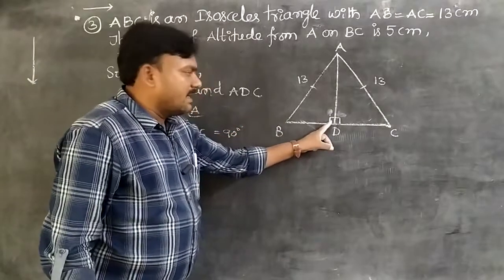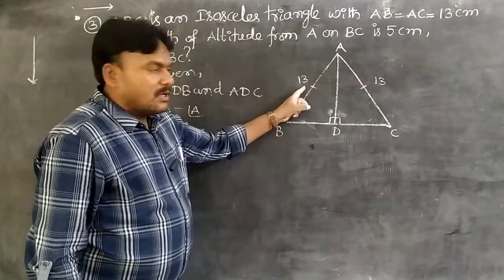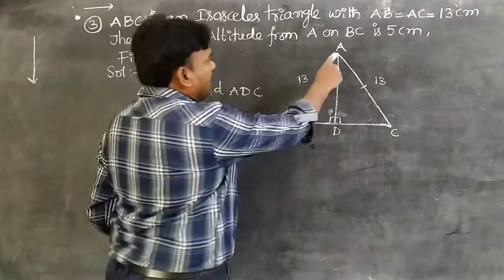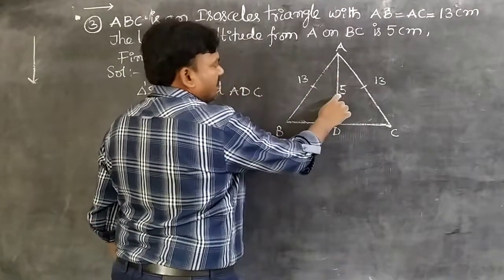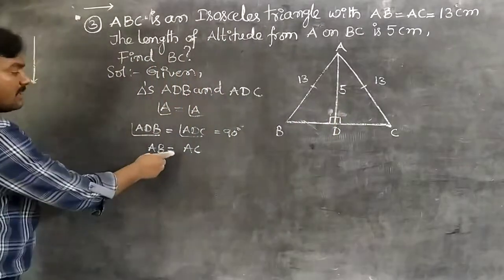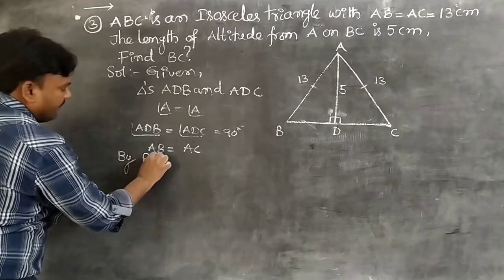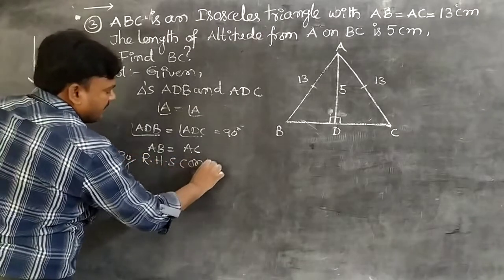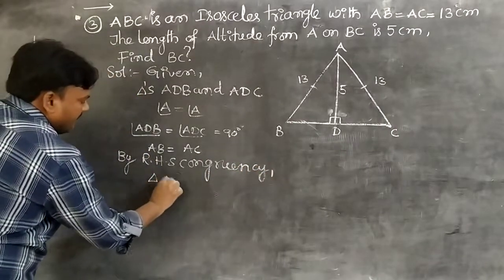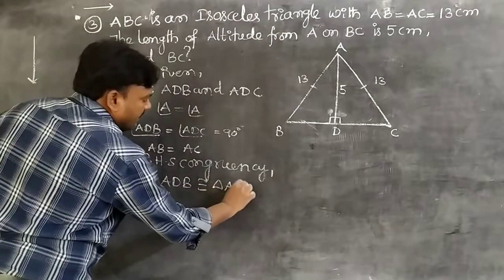Observe both triangles. One angle is 90 degrees, that means a right angle. Opposite the right angle is the hypotenuse, and the hypotenuse value is also equal. And AD is common to both triangles, the altitude of 5 centimeters. So which congruency can be applied here? By RHS congruency, triangle ADB is congruent to triangle ADC.